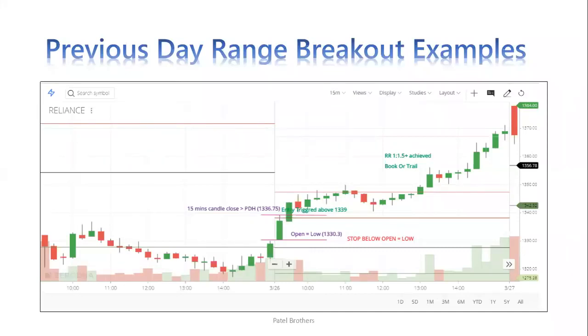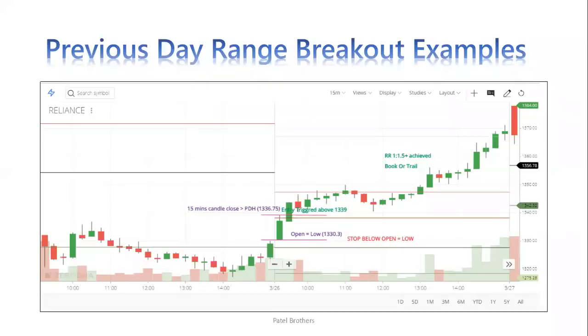So what is the entry? Above 1339. Once this entry is triggered, what should be your stop loss? There is only 9 points of difference between open and high of this candle. So the range is 9 points. So I'll keep my stop loss here. Suppose you are entering here and keeping a stop loss somewhere here, counting that this is a support, but this is very small. Suppose this is only a 4 or 5 rupees gap. So the stock will not get that breathing space.